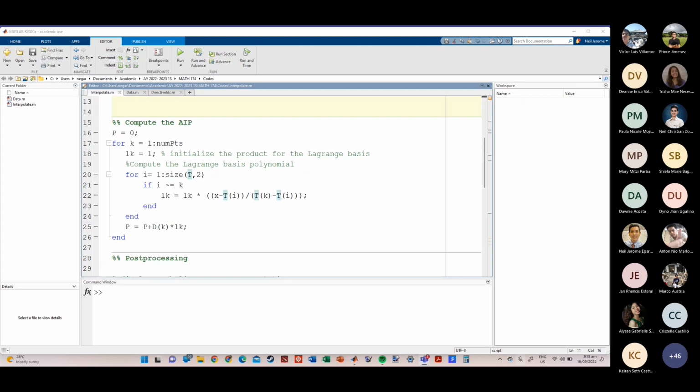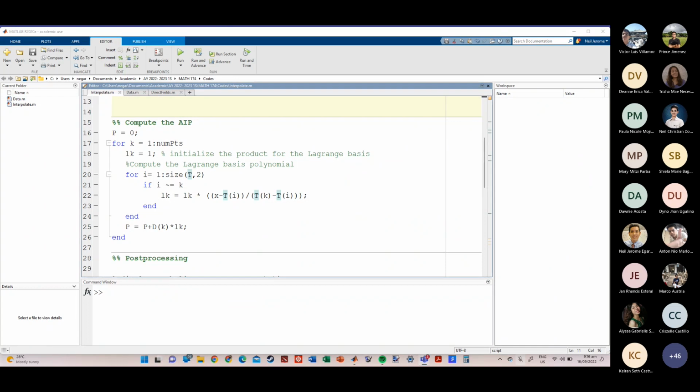Alright? Now, the inner for loop here, lines 20 to 24, will compute the Lagrange basis polynomial. Alright? So again, I'll start from 1 to... this could have been num points. Kasi na-compute ko na nga pala siya kanina. 1 to num points.